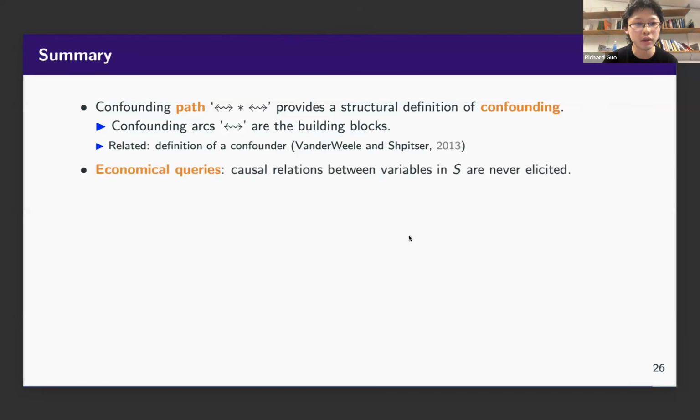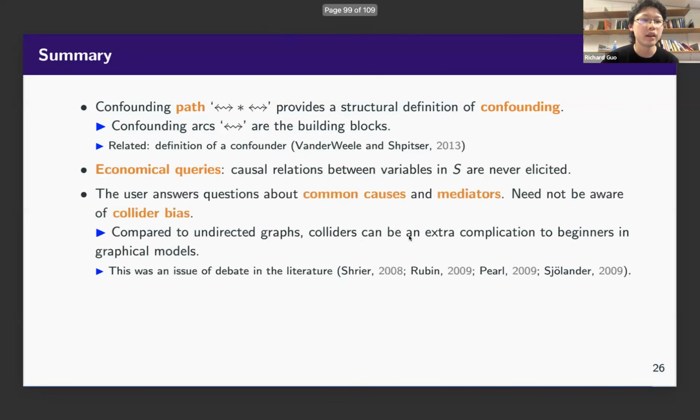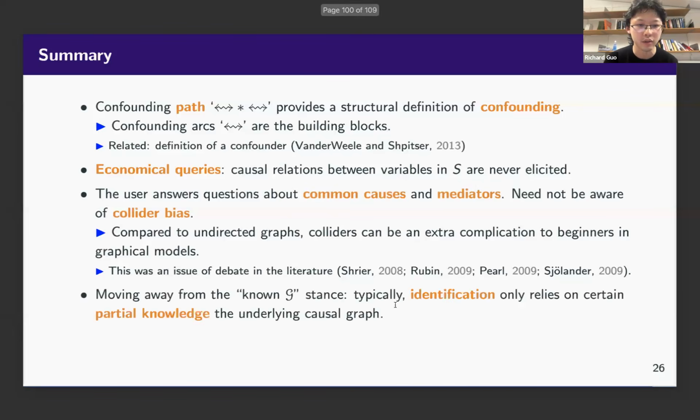For example, there are certain things that are useless and we never ask about them. The user does not need to be an expert or know anything about M-separation or D-separation to be able to use this procedure. All they have to do is reason about common causes and mediators. In particular, the user does not need to be aware of collider bias, which can be quite difficult for beginners in graphical models.